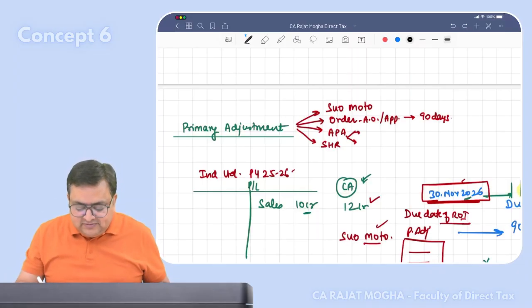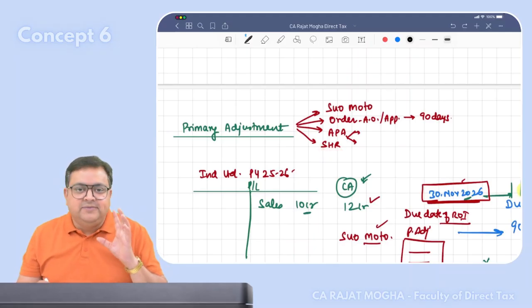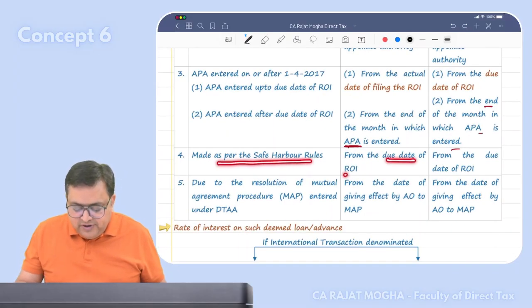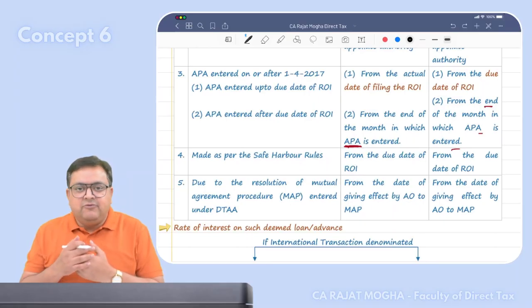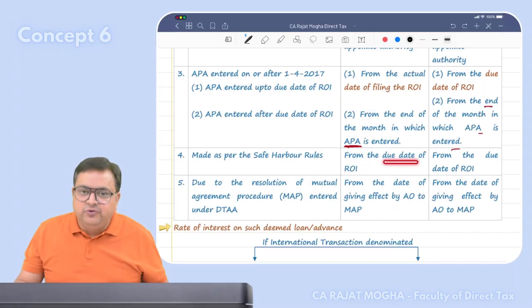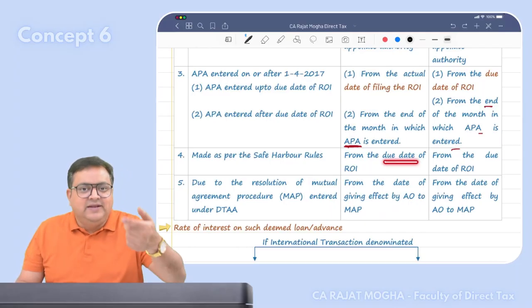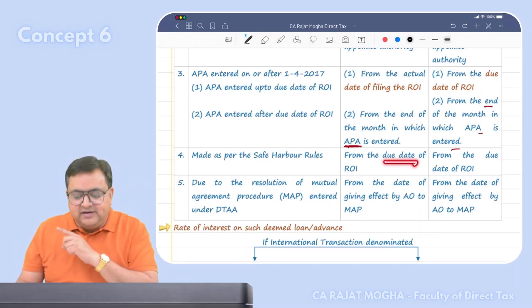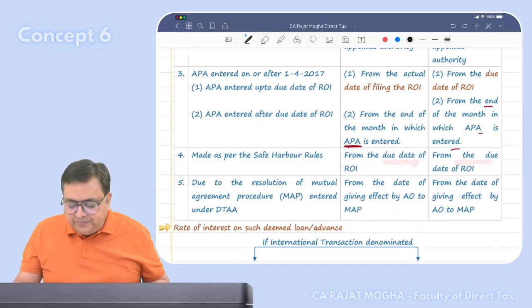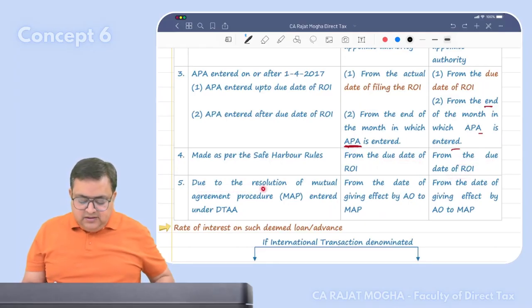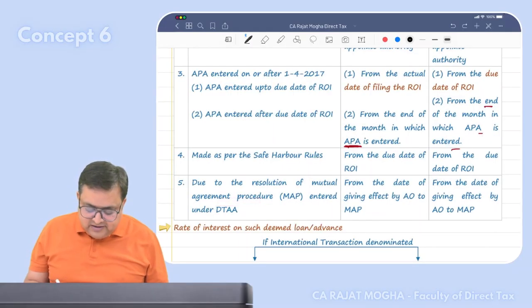So if by following safe harbor rules, your primary adjustment has happened, and the primary adjustment is more than 1 crore, so made as per safe harbor rules, from the due date of ROI, because you understand that at the time of ROI, you know that there are already safe harbor rules. So from the due date of ROI, we'll calculate your 90 days. Please bring the money within 90 days. But if you will not bring, start calculating the interest, and interest will be calculated from the due date of ROI. Correct? If due to the resolution of mutual agreement procedures entered under DDAA.